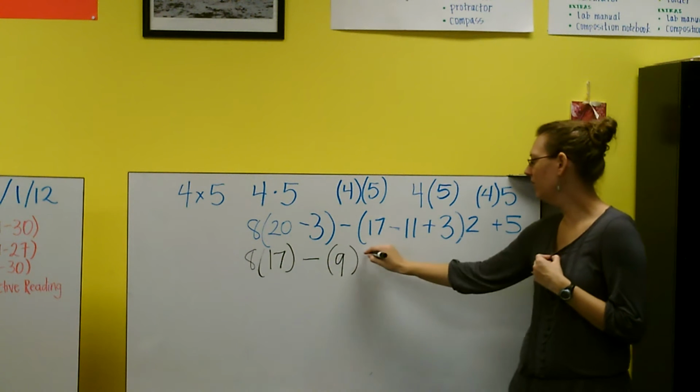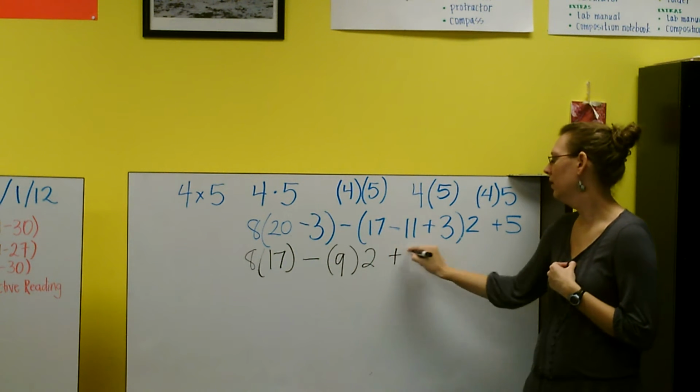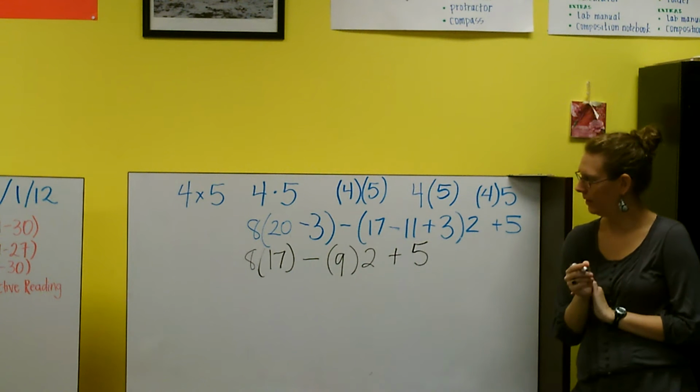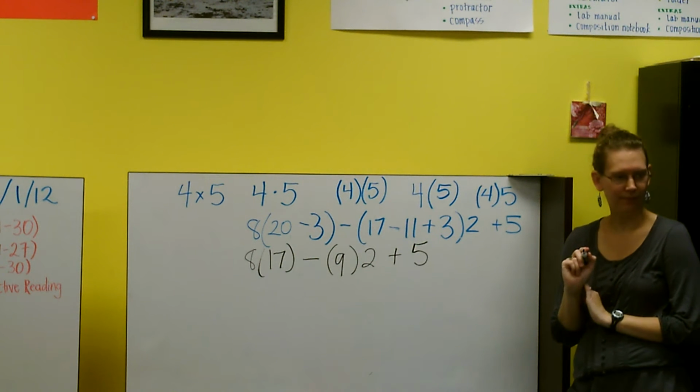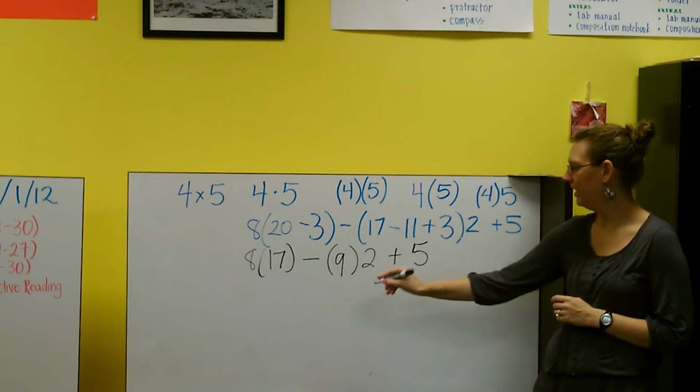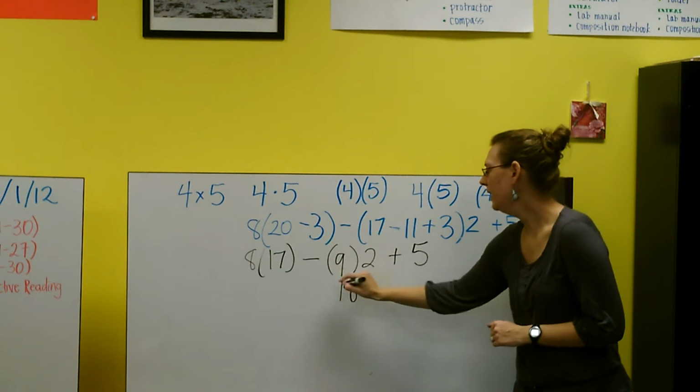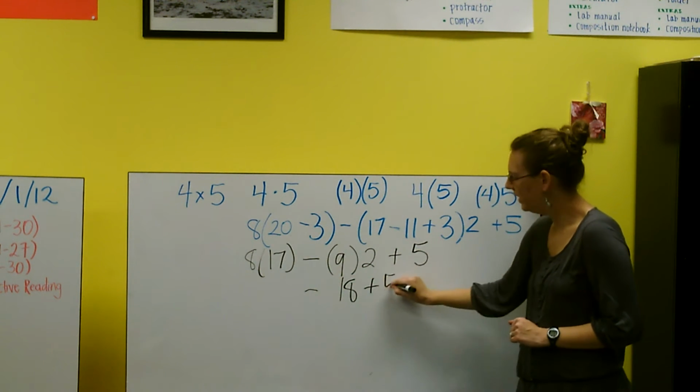Good. So I've got a 9. The 2 is next to it, so let's leave that. Plus 5. So Tamika, what's my next step? 9 times 2. 9 times 2 is? 18. Good. So put my 18. Drop the sign. Plus 5 is easy.